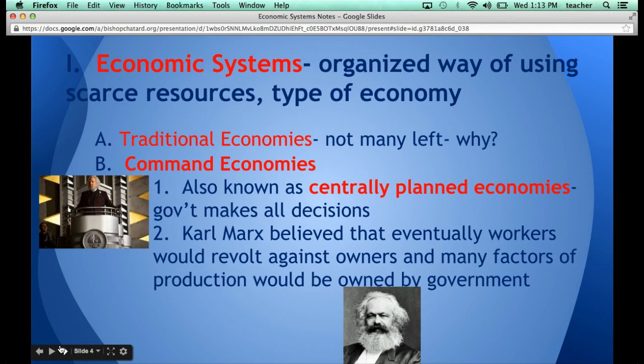Now, whether or not things actually worked out the way he wanted them to is another story. But that's what he said: the people will revolt and they'll turn it over to the government, and the government will distribute things evenly so you don't have the haves and the have-nots.